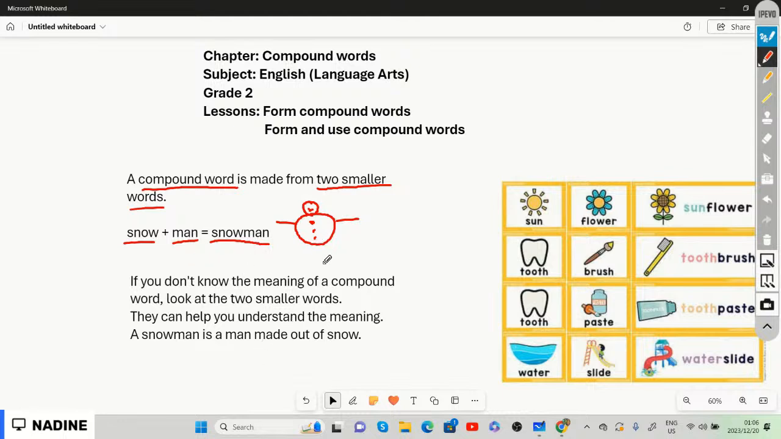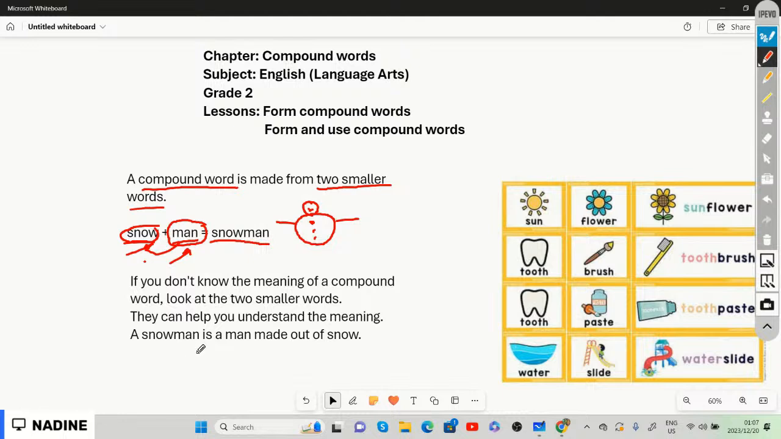So if you don't know the meaning of a compound word, for example snowman, all you can do is look at the two smaller words. What is a man? And you just ask yourself, what is snow? You put those two words together, and then you'll try to get the meaning of the full word. The two smaller words can help you understand the meaning.